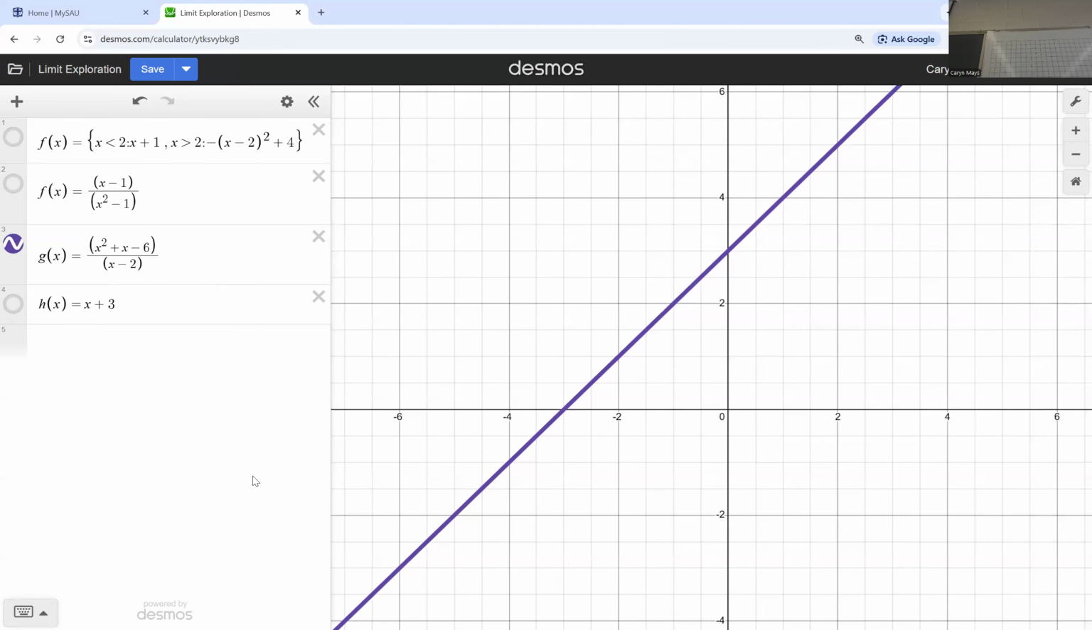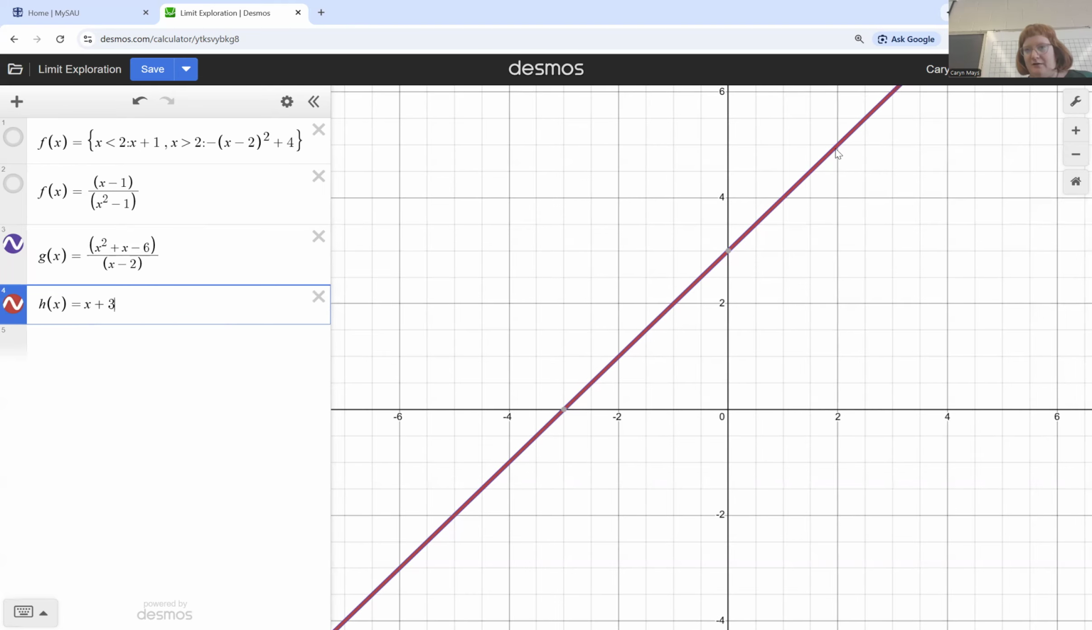It looks like a line, but if I hover over 2, it's undefined. But limits, we know, don't care if it's undefined there. We can still find the limit. So we found, hey, this is the same function as x plus 3. I've turned it on and now it's on top, but it's still not any different than the purple one.